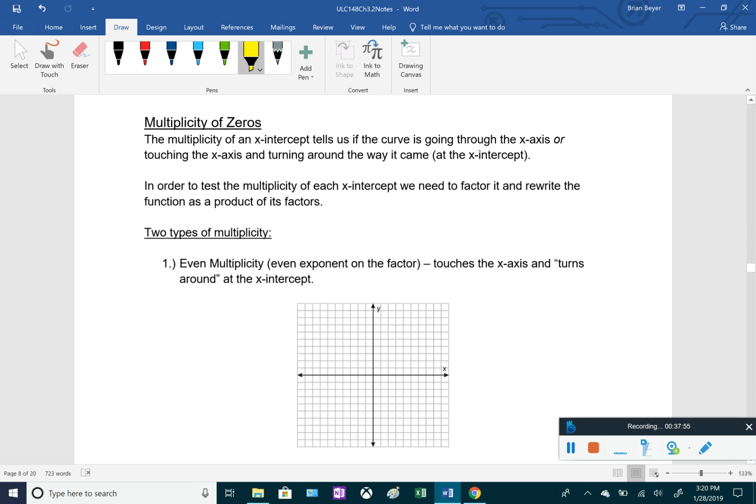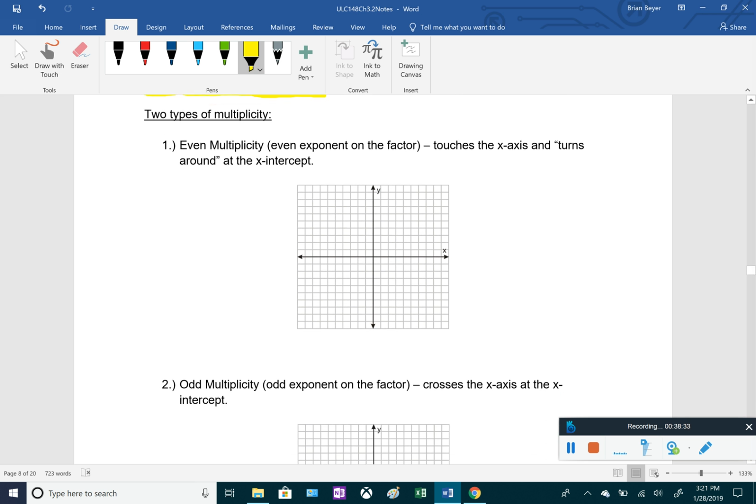So the multiplicity of zeros, just like I just mentioned, tells us if the curve is going through the x-axis at the x-intercept, or if it's touching it and turning around the way it came. So the way that I think is the easiest is to rewrite the function as a product of its factors. So that's why I was rewriting factors instead of like x minus 2 times x minus 2. I rewrote it as x minus 2 squared because that exponent tells us what the behavior is at the x-intercept. So the two types of multiplicity here for an x-intercept are even multiplicity and odd multiplicity, and it is directly referring to the exponent on the factor.